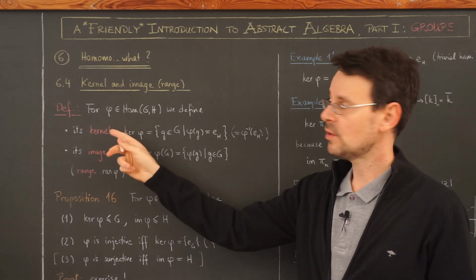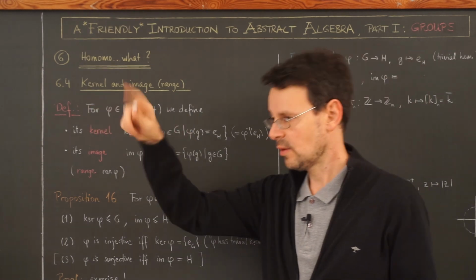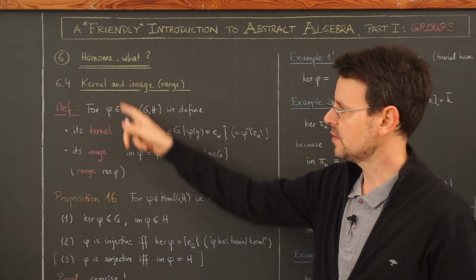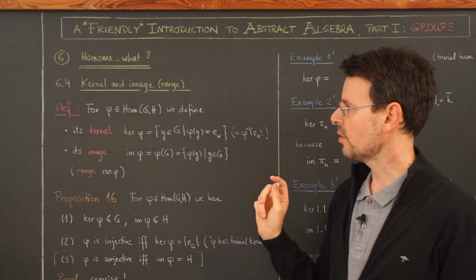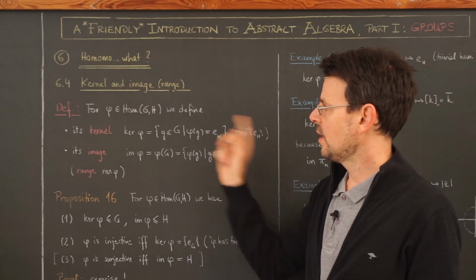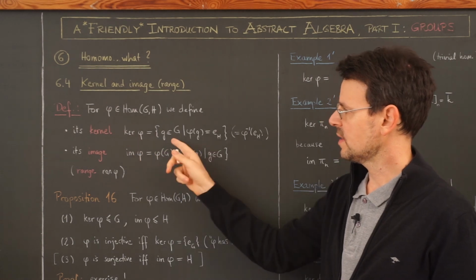Now phi is, as always, a group homomorphism between groups G and H. I do not write down "let G and H be groups", but it is understood in this notation. If we write that, we mean a group homomorphism. Now its kernel is defined as the following set.